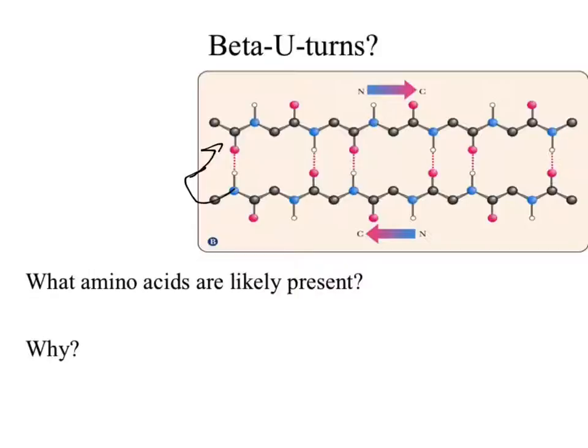Okay. I could use a bunch of small amino acids. They won't occupy a lot of space. They won't block each other, and I can spin that corner a little bit faster.